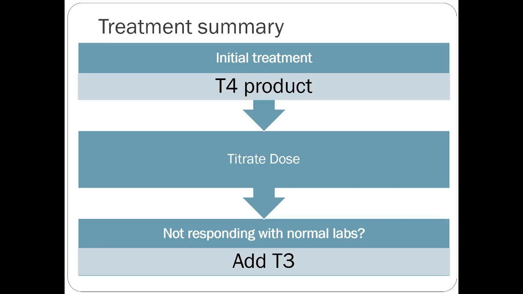Treatment summary, it's pretty easy. Start with your T4 product, aka levothyroxine, titrate your dose. If you don't respond symptomatically but the labs look normal, maybe consider adding T3 on board, but usually you should be able to get this settled with T4 for the vast majority of your patients.